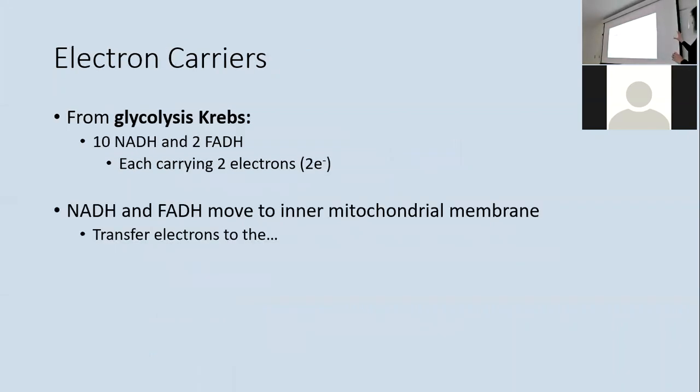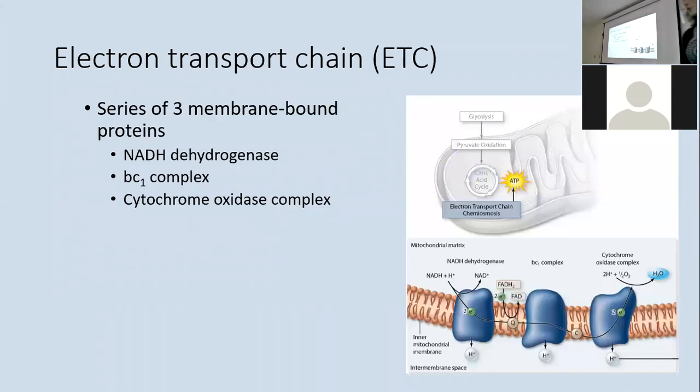Like we just said, from glycolysis and Krebs, we've got 10 NADH and 2 FADH, each with 2 electrons. We've got a couple dozen electrons that we've pulled off of our 1 glucose molecule, and they move to the inner mitochondrial membrane. Remember, mitochondria has an outer membrane and then an inner membrane. So we're sending all of these to the inner membrane, to the electron transport chain. The electron transport chain is a series of 3 membrane-bound proteins with 2 little electron carriers in the space between the proteins.